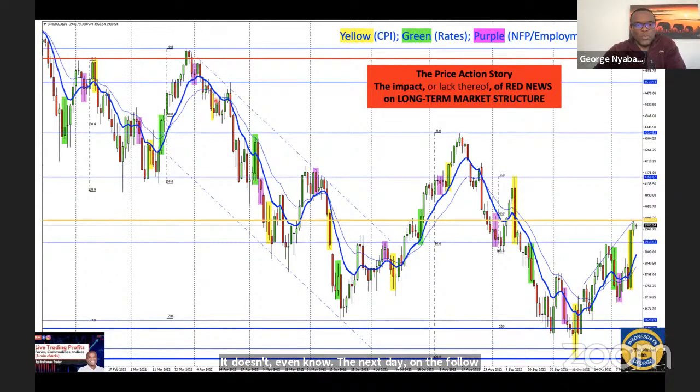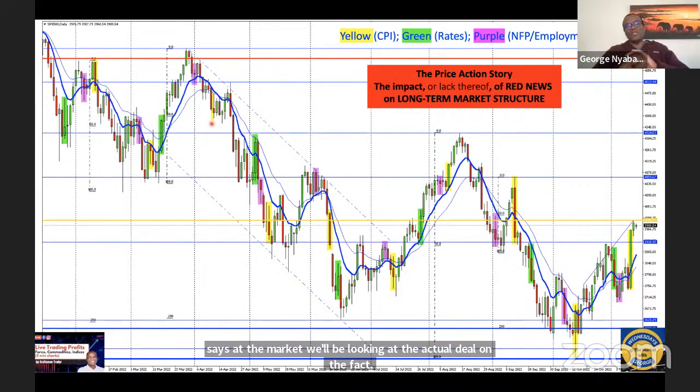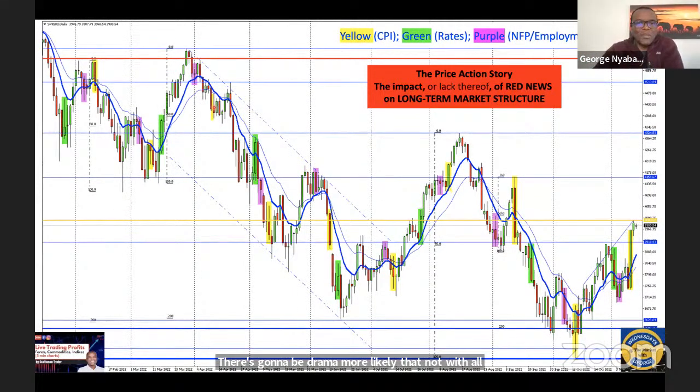We come to April 2022. Have a look at it. Same kind of thing that we have. CPI announcement looking, in the day, just like we'll be, for those who are with me on Wednesdays at the market, we'll be looking at the actual day on the 5th. And there's going to be drama. More likely than not, with all these announcements, there's some huge drama.